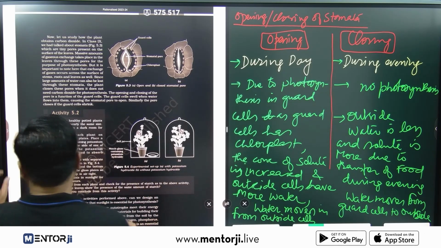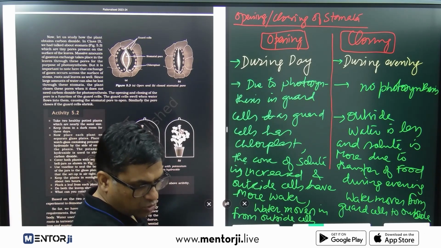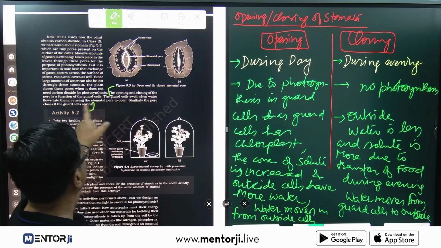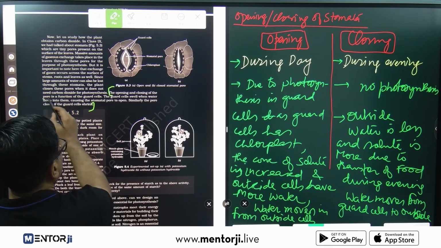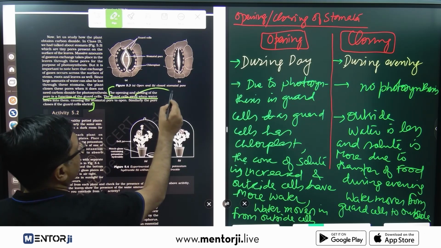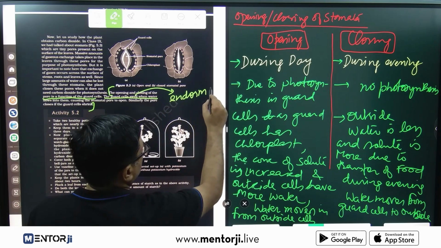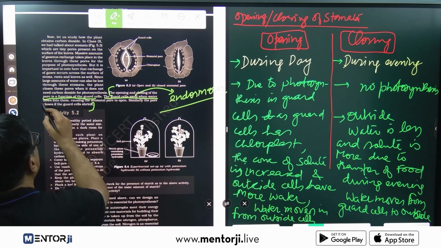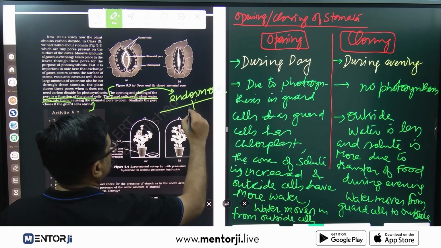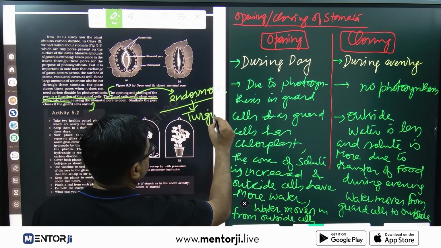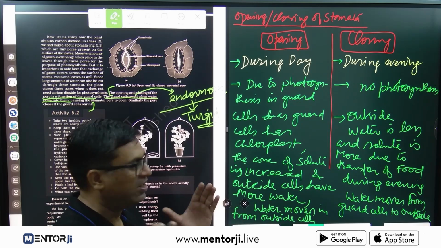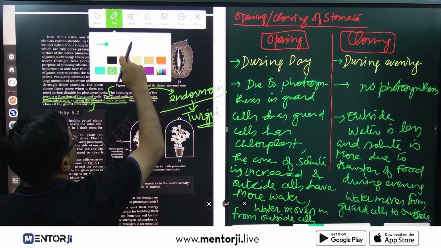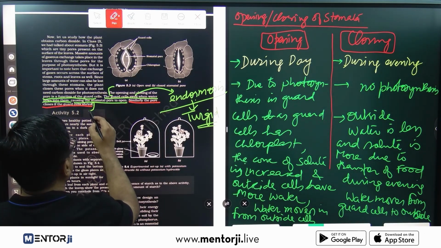Here you can see what is written. If you focus on this, you will notice that opening and closing of the pore is the function of guard cells. The guard cells swell due to endosmosis. Water enters from outside to inside guard cells, flows into them, and they become turgid. Guard cells become turgid, swollen with water, causing the stomatal pore to open. Now in the second sentence, similarly the pore closes if guard cells shrink.